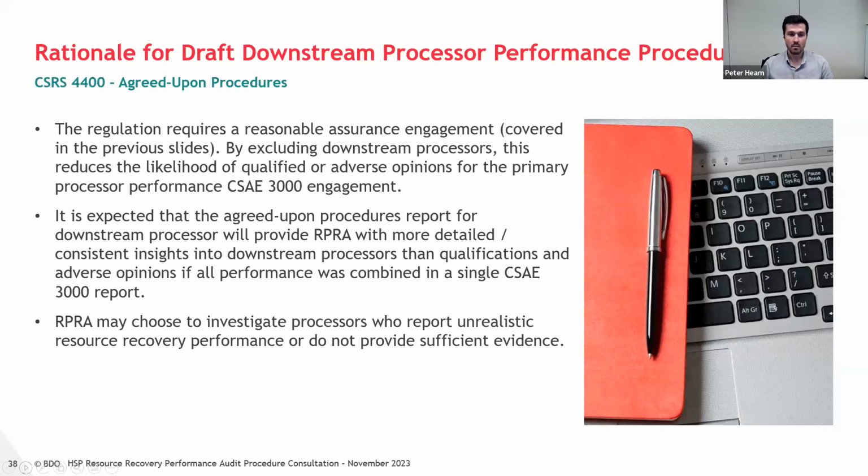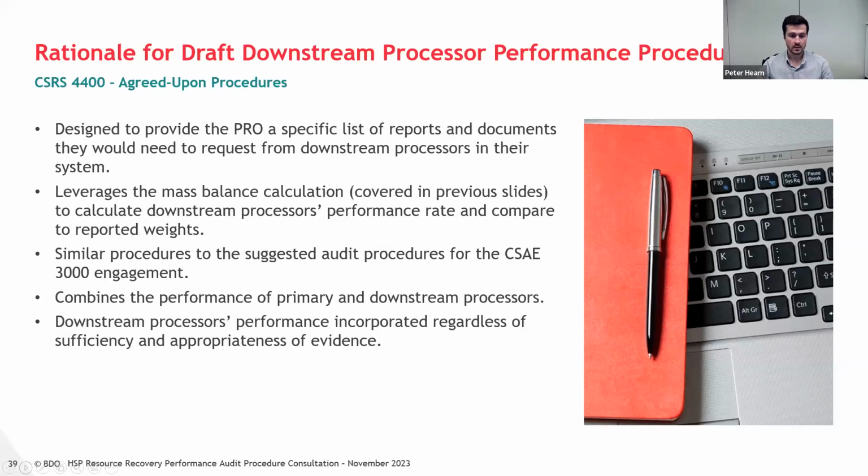So, for example, we'll get into more of the details, but it would be clear what documentation was not available from that downstream processor, what was available, and specifically the procedures an auditor was able to perform, versus a scope limitation or an adverse opinion, which wouldn't necessarily go into those details. RPRA can choose to investigate processors who report unrealistic performance or don't provide sufficient evidence, and the agreed upon procedures for downstream processors would really highlight the specifics that weren't available. Next slide, please.